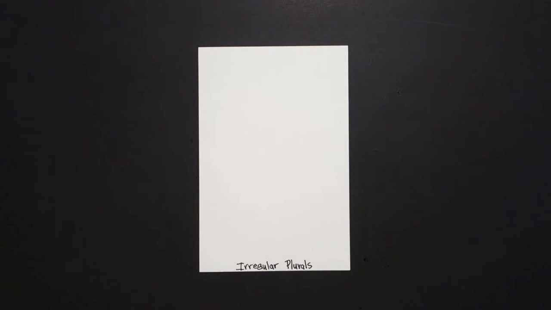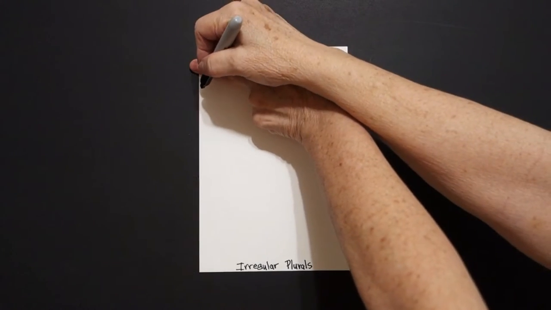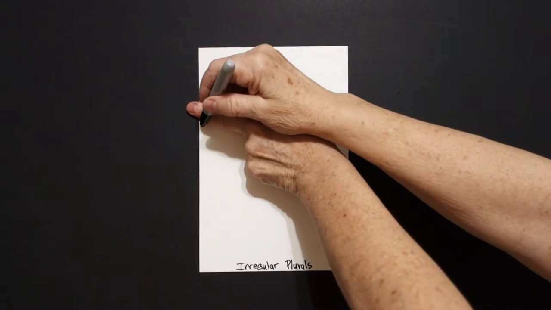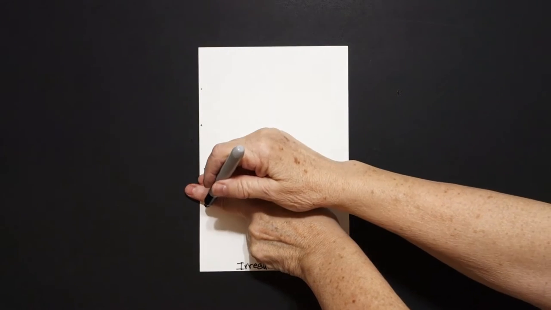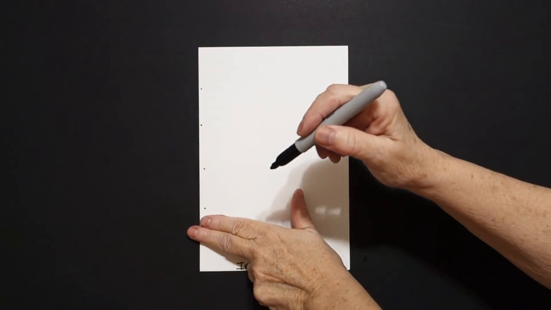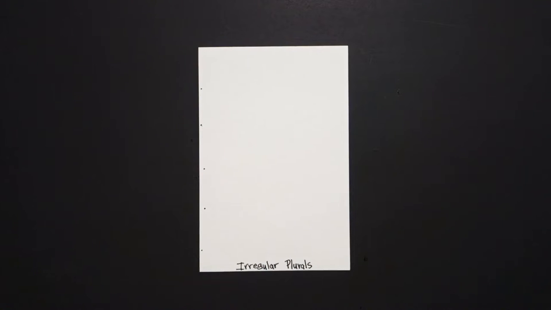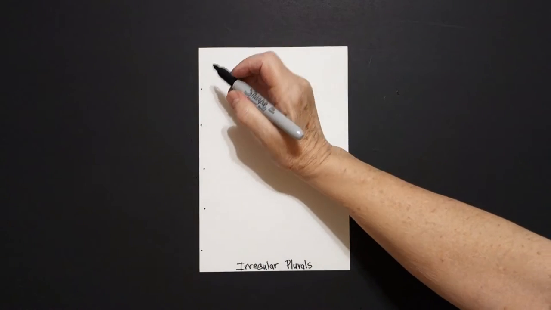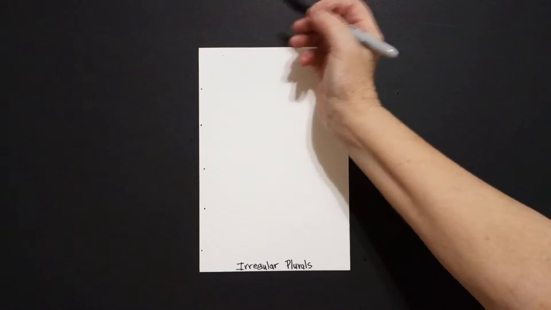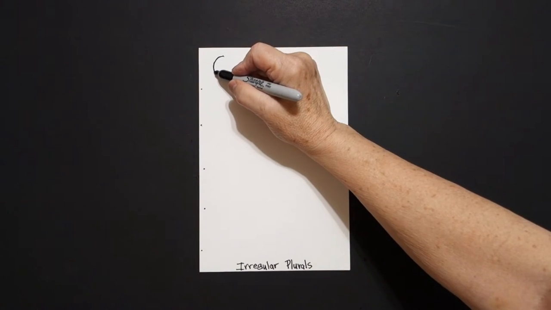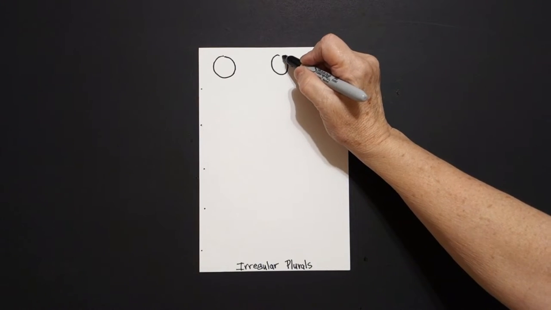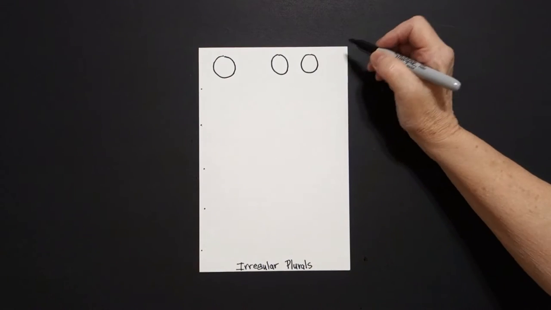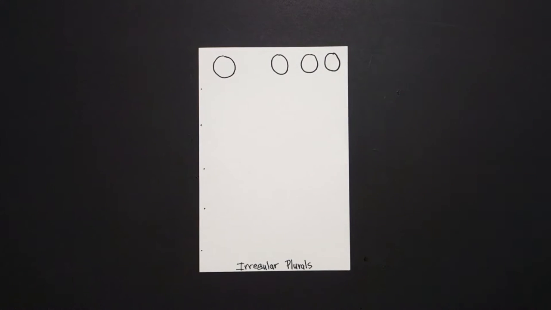Okay, let's start at the top. Right up here, I'm going to take two fingers, put a dot, two fingers, put a dot, and so on across. This is to just try and keep myself straight. Right over here at the top, I put a dot, and I'm going to draw a circle. And next to it, I'm going to draw one, two, three more circles.